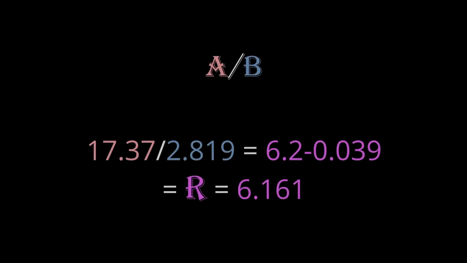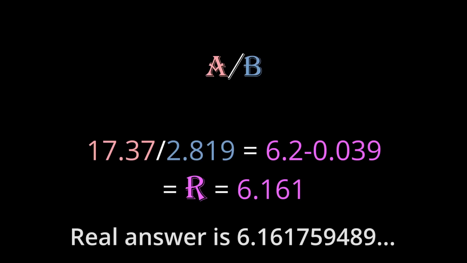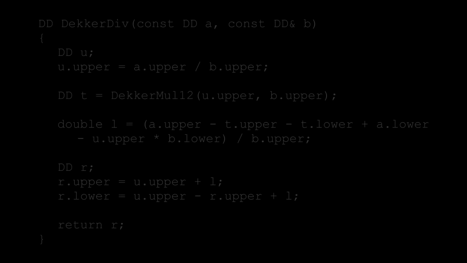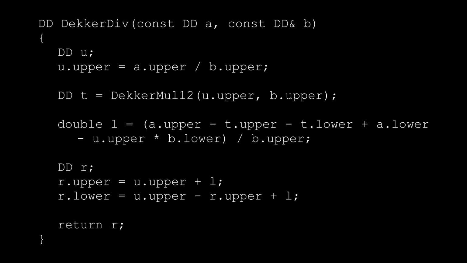That leads to the double-double representation of the quotient of a and b. R equals 6.161. And if we actually perform the division of our original inputs, we've got 17.37 divided by 2.819. We get 6.161759 and so on. We have indeed computed the quotient of our double-double inputs, A and B, accurate to four digits. Well done. And that is the final of the Dekker arithmetic operations. That is all four operations.